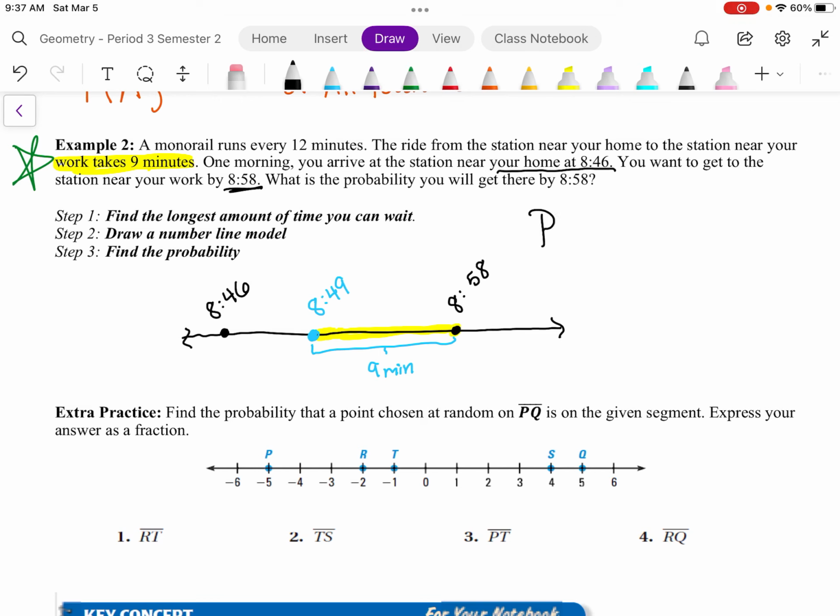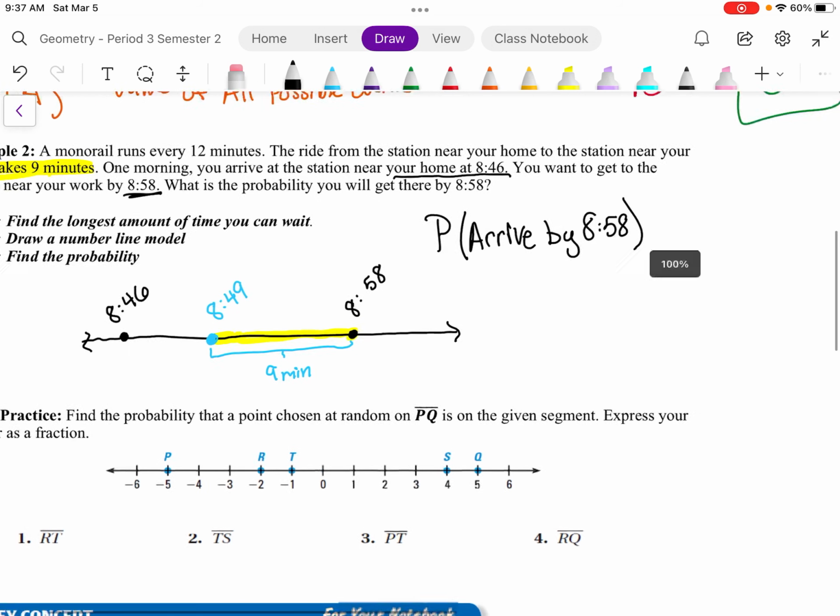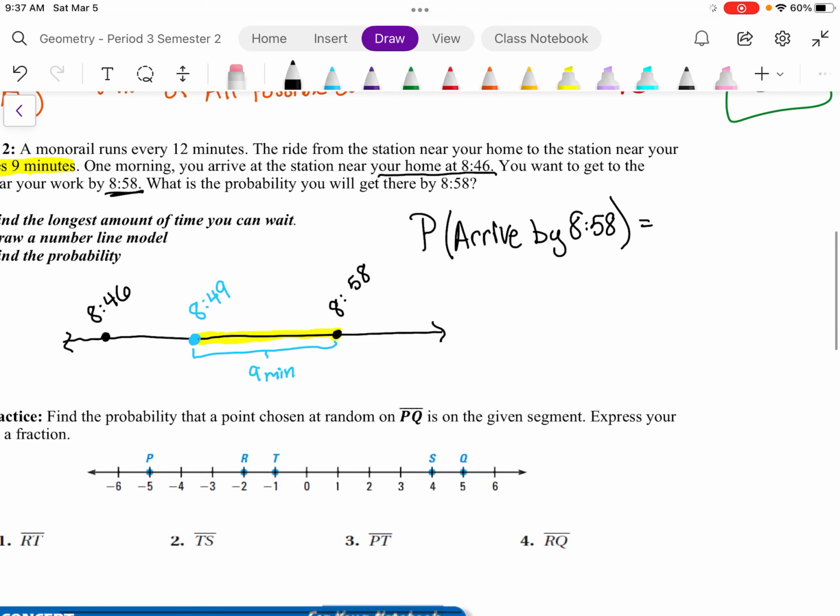So we're going to find the probability to arrive by 8:58 equals. So the desired outcome is that we leave between 8:46 and 8:49.